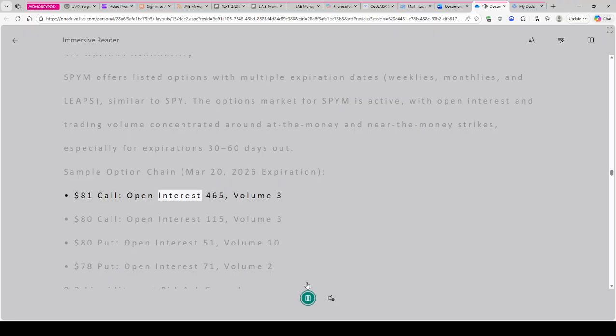$81 call, open interest 465, volume 3. $80 call, open interest 115, volume 3. $80 put, open interest 51, volume 10. $78 put, open interest 71, volume 2.